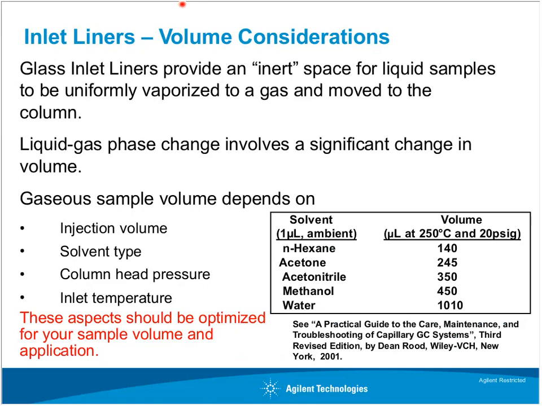So what the inlet liner is supposed to do is provide an inert space for the liquid samples to be uniformly vaporized and moved onto the column. And there's a lot of things that play into this as well, depending on your parameters: inlet temperature, even the type of carrier gas, because that will actually relate back to inlet pressure, which is going to be key, as well as the solvent. And we have a table down here. What this is showing you is that with a 1 microliter injection, which is a very, very typical sample size, with varying different solvent types, we have a different vapor volume that is created within the inlet.